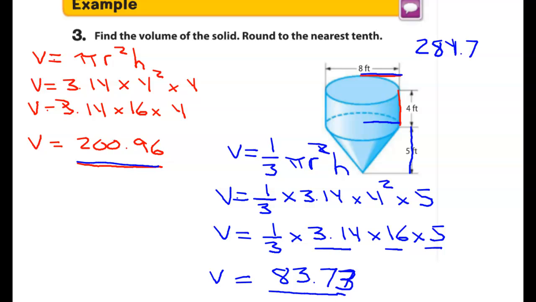And looks like we're dealing with feet. And when you are working on volume, make sure you cube your answer. And that's what we get, 284.7 feet cubed. Okay, hey, that's it with Chapter 8-2.